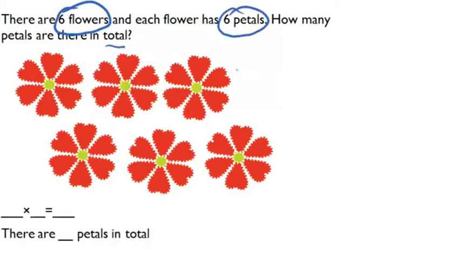So what I can do is make a multiplication story. So I have 6 flowers times 6 petals, because each of these has 6 petals on them. And when I multiply that together, I get 36. And if I were to count all of these petals, I'm going to find that there are 36 petals. So that is how you use a multiplication story to solve a word problem.